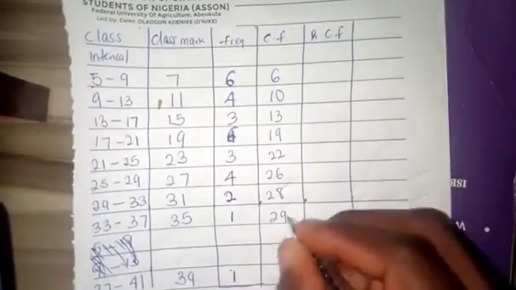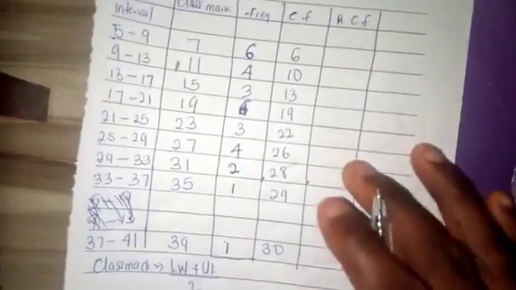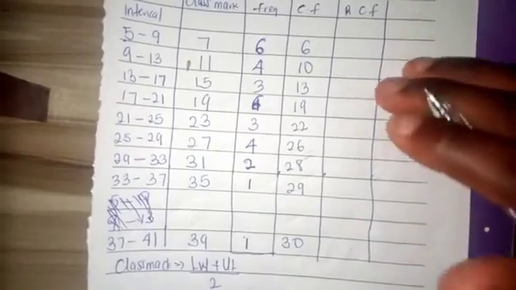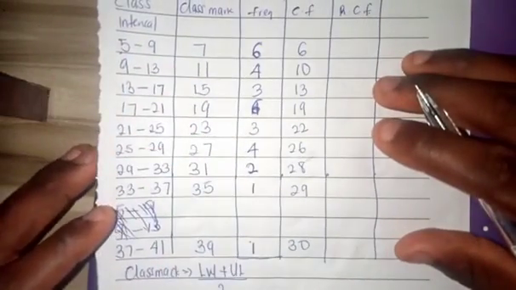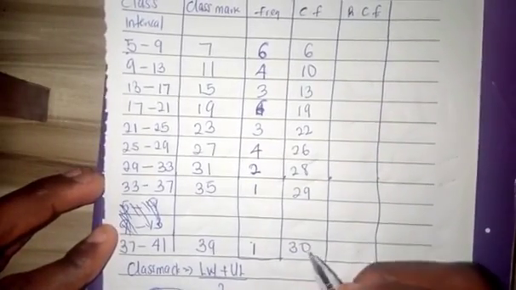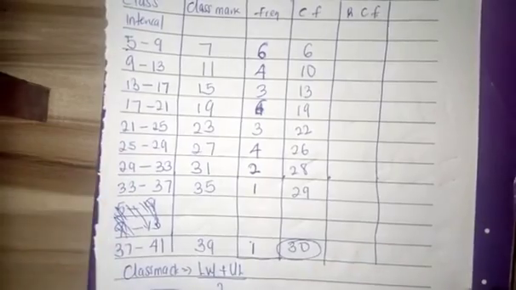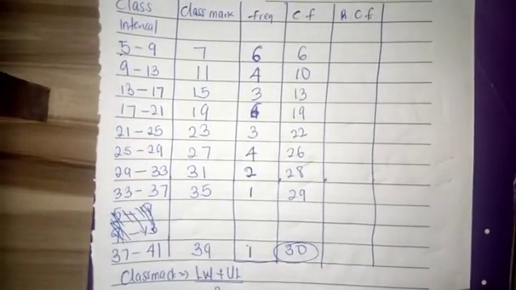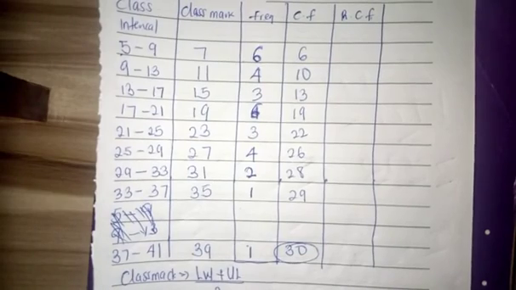9.1 plus this 30. Now, how do you know that your cumulative is correct? For you to know that your cumulative is correct, the total sum of all your frequency must be the last of your what? Cumulative frequency.